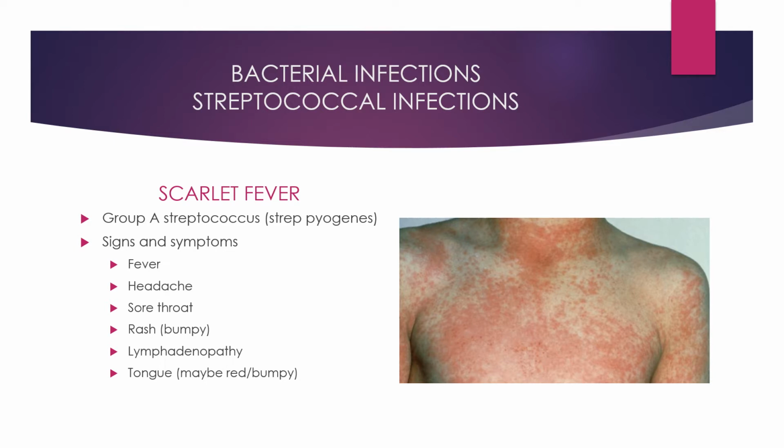The first one we'll cover is scarlet fever, and we had talked about this last semester. Scarlet fever is caused by group A streptococcus. The signs and symptoms are fever, headache, sore throat, rash, a bumpy rash, lymphadenopathy, and a red tongue that may also appear bumpy. So a red bumpy rash is indicative of scarlet fever, and as I said, sometimes the tongue even turns red. Most times scarlet fever is treated without complications. However, it can cause heart and kidney complications.